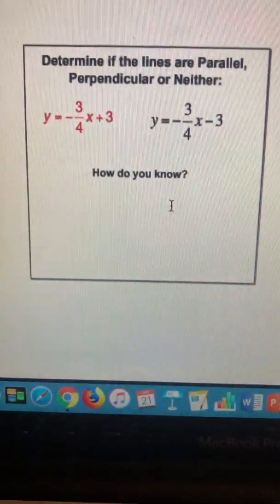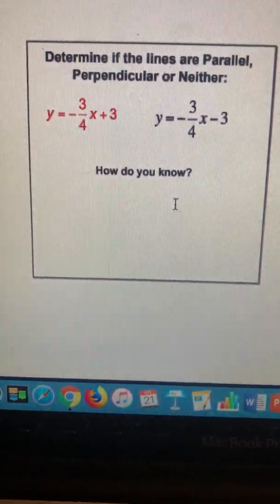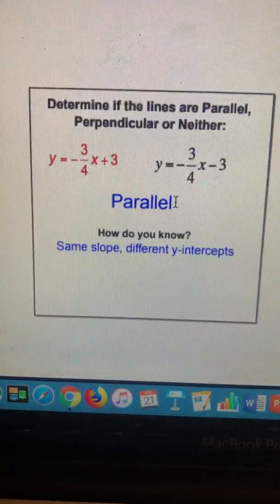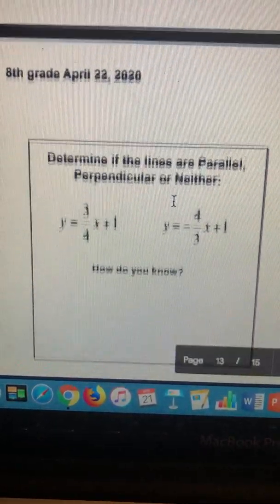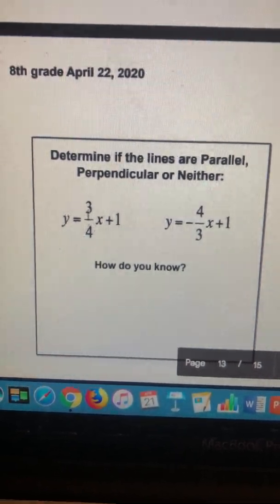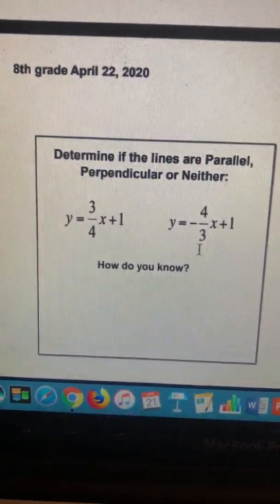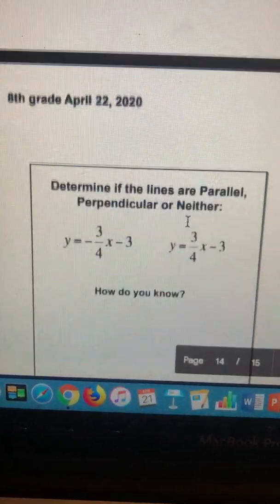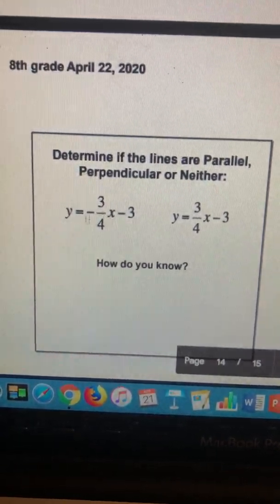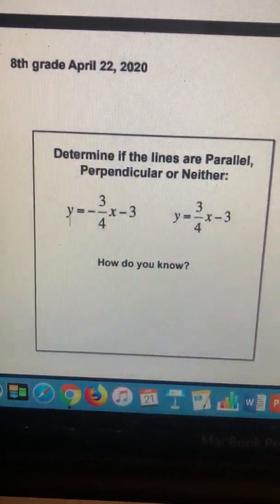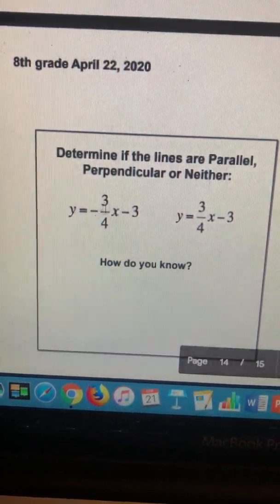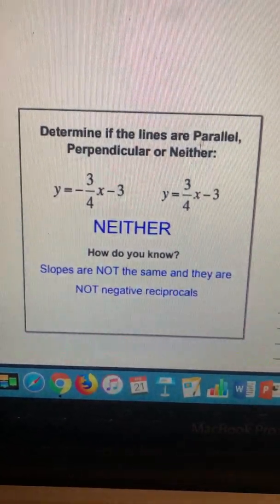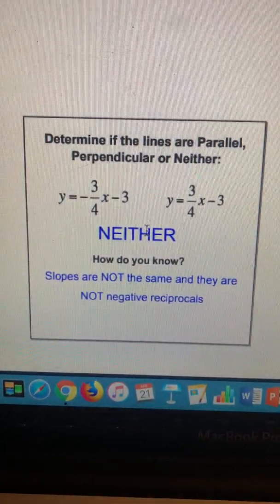Okay, so remember, for parallel, if the slopes are the same but the intercepts are different, kind of like what we see in this example, then your lines are going to be parallel. Okay, if your slopes are negative reciprocals, which is what we see in this example, the fraction is flipped and it's the opposite sign, then your lines are perpendicular. And then there's a few examples in there where you don't see same slope, different intercepts, and you don't see negative reciprocals. So these lines would be neither. They would be intersecting, but nothing special. They're not parallel or perpendicular. So the answer would be neither here.